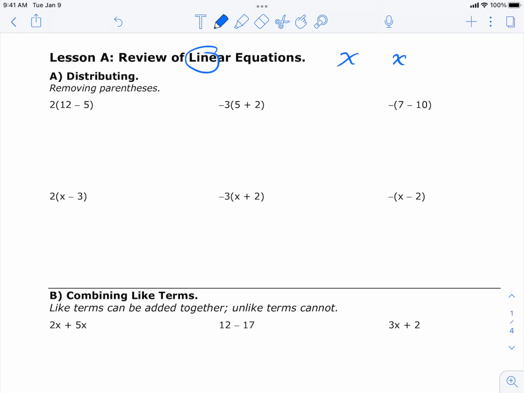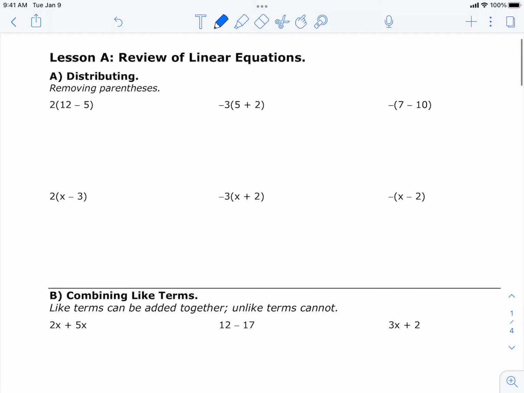You're not going to have x squareds. Nope, nope, nope. You're not going to have the square root of x. Nope, nope, nope. You're not going to have x in a denominator. Nope, nope, nope. You're going to have x terms. Just x terms. Those are what I mean by basic equations. The official word would be linear equations.